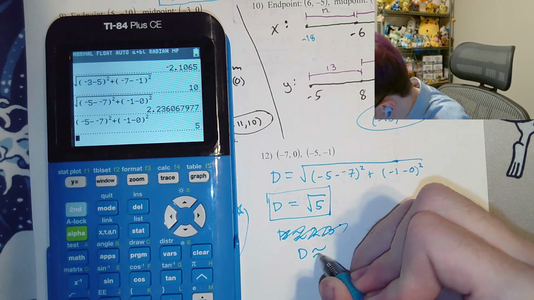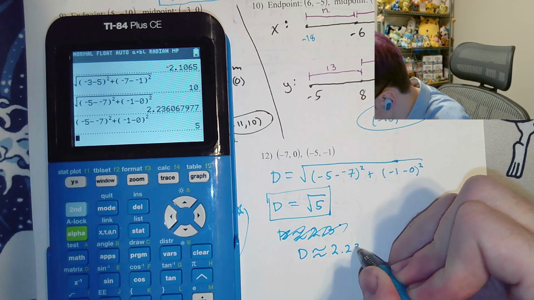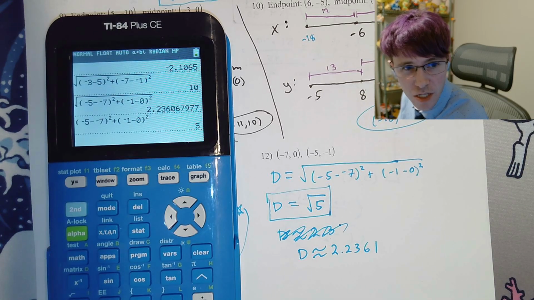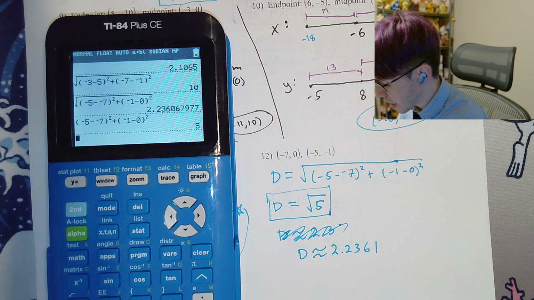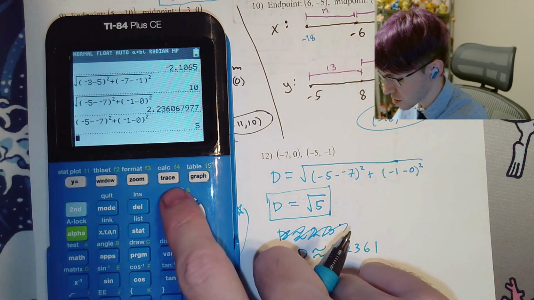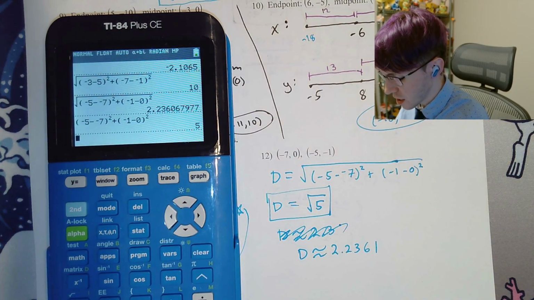D is approximately 2.2361, correctly rounded there. However, it is still an approximation. You can go look it up on a website like Wolfram Alpha, and it can give you the square root of 5 out to 1,000,000 decimal places. This number does not stop right there. It actually goes on forever and ever and ever.